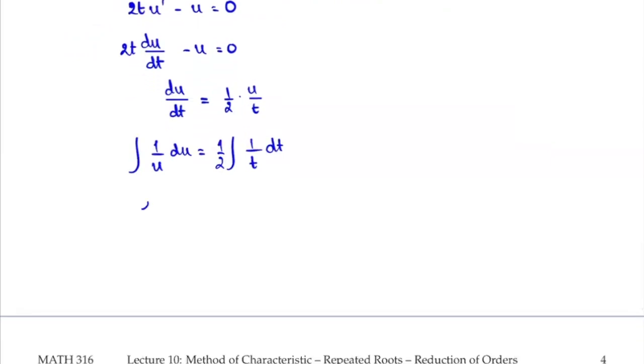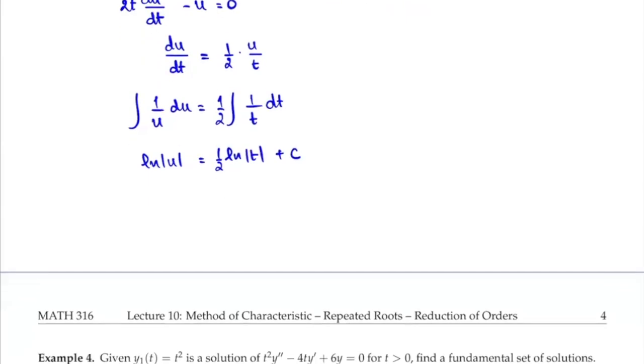On the left hand side, you have ln of absolute value of u equal to 1/2 times ln of absolute value of t plus some constant c. And you're going to find the value of u, right? So do some work here. ln of absolute value of u equal to ln of absolute value of t raised to the power 1/2, using the properties of logarithms, plus c.